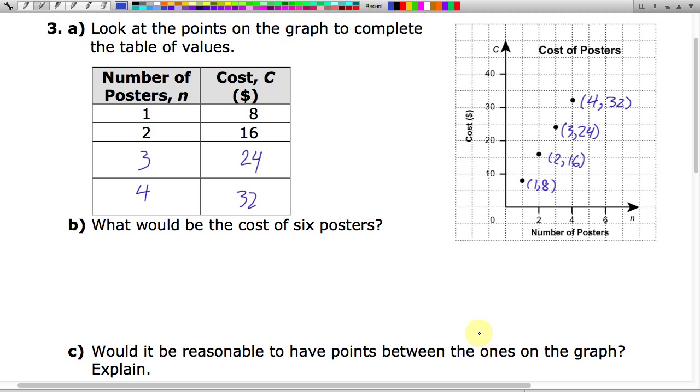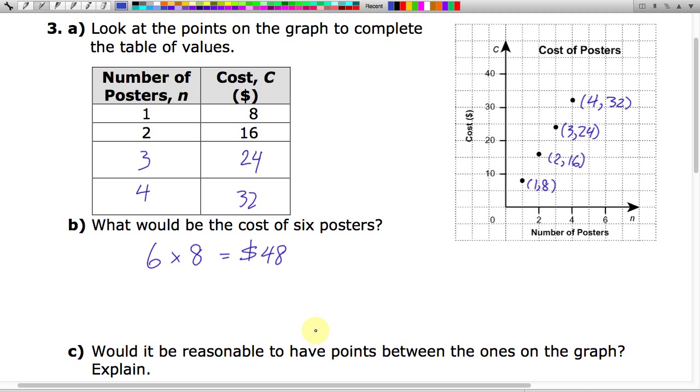So if you want to know the cost of 6 posters, you could certainly continue to make dots along here. Or you could recognize that you look at the number of posters and you multiply by the cost per poster, which looks like it's $8 per poster, and that will give you $48. Of course, the other way is you continue the table of values, you go 5, 6, so 2 more steps on here. So you go 40, 48, and that gives you the cost for 6 posters.